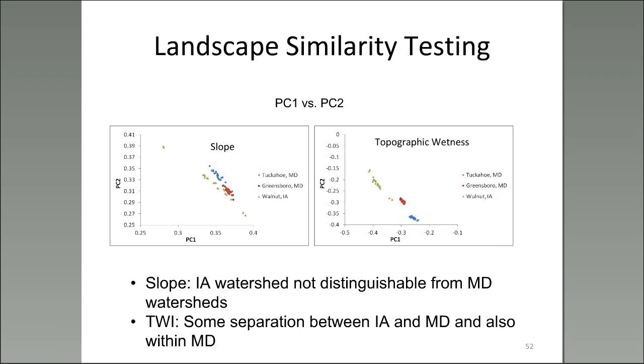Now, if we look at slope between principal component 1 and principal component 2, we don't get good separation between Iowa and Maryland. And also, if you look at the wetness index, there's not as good a separation.